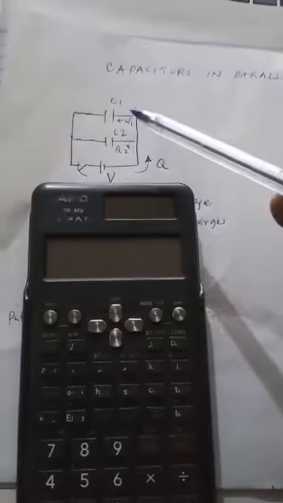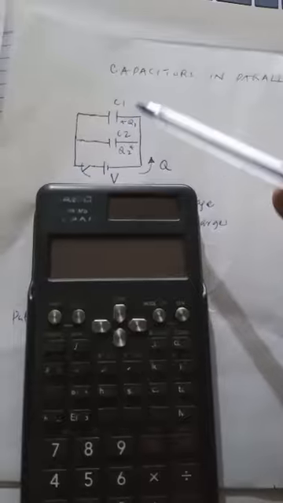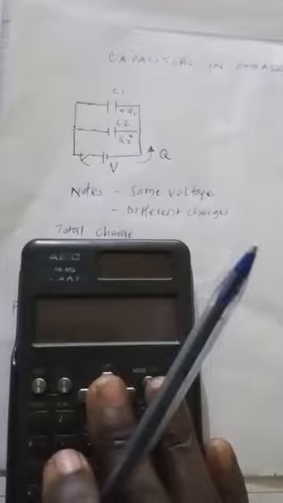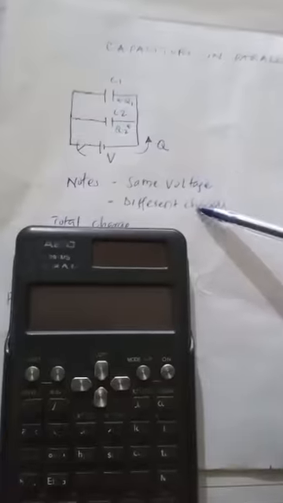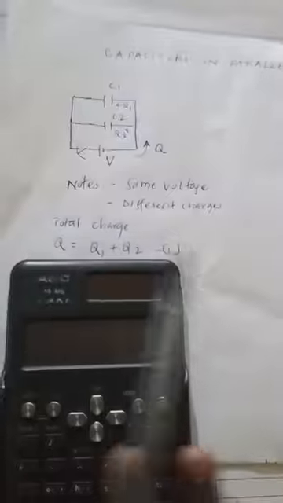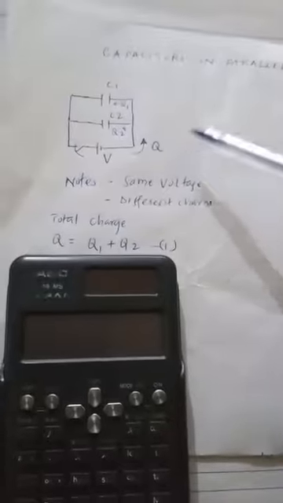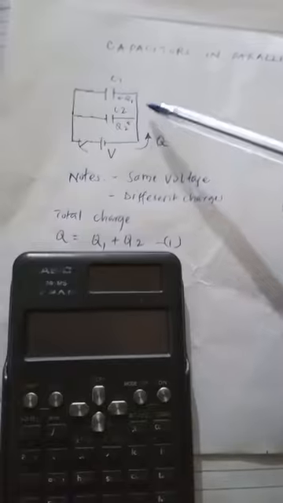So when two capacitors are in parallel, they have the same voltage, but the charges that are going to be stored on each of those capacitors are going to be determined by the capacitance of each capacitor. Therefore, we know these facts: we have the same voltage across each capacitor, but we have different charges on each capacitor. So let's look at an equation that gives us the total charge.